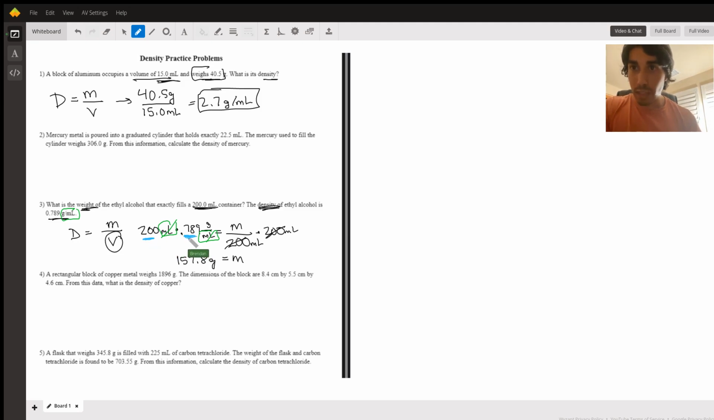200 times 0.789, which gives us this number right here. And our unit of measurement is grams, which is good because that is a measurement of weight. Grams is a weight, right? So that is our units for this problem, is grams. So 157.8 grams, that is the weight of the alcohol that fills this container. All right.